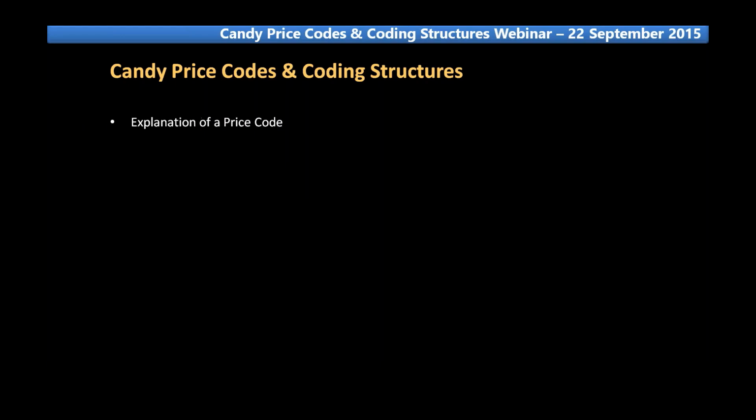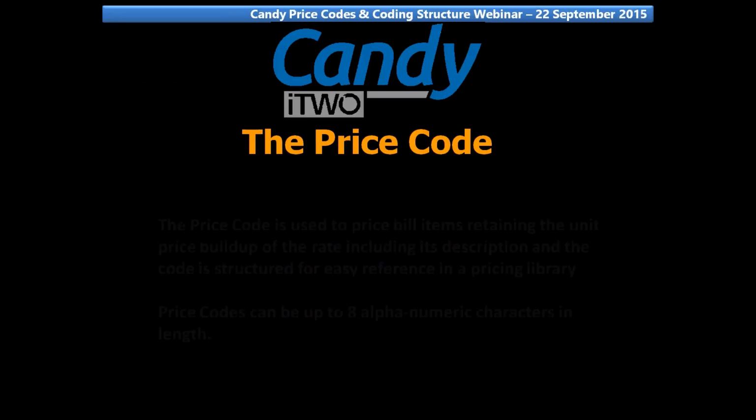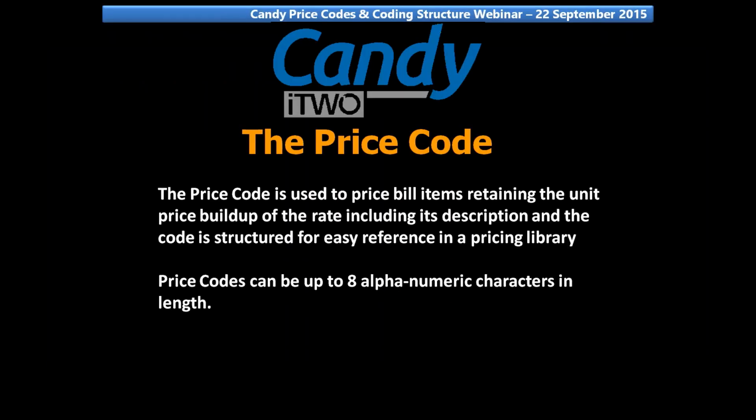Section A of my training, explanation of a price code. What is a price code? A price code is used to price a bill items retaining the unit, price build-up of a rate including its description, and the code is structured for easy reference in a pricing library. A price code can be up to 8 alphanumeric characters in length.